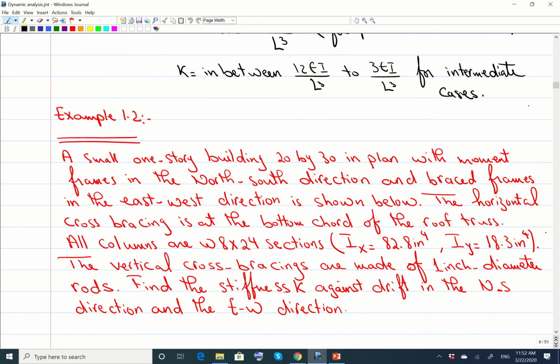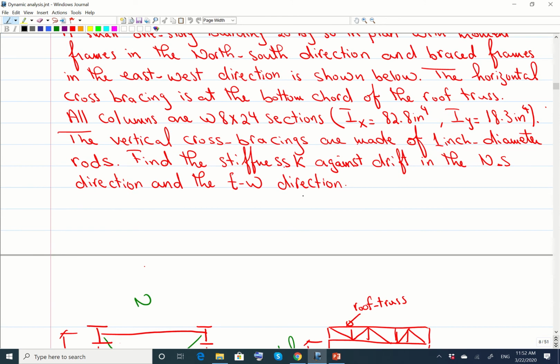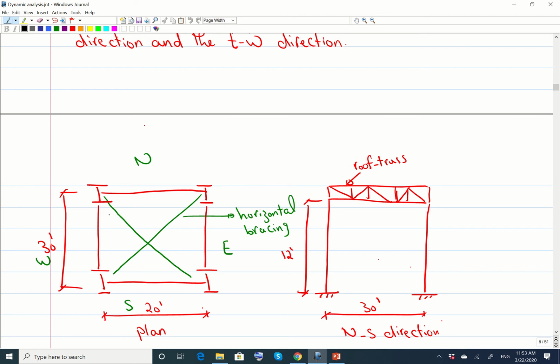So in example 1.1, we have a small one-story building that is 20 by 30. When you look at the building from the top, this is the building over here. I hope you see the movement of the mouse over here. Let me see if I can move it now. Let's go to select over here. Yeah, I guess you see the mouse movement now.